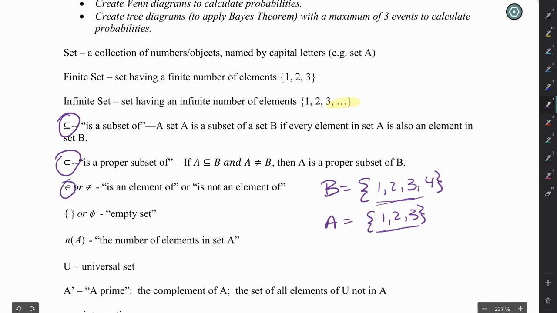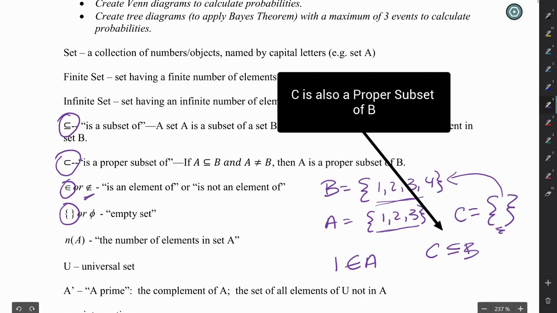This symbol, or that symbol with a slash through it, means is an element of or is not an element of. So for example, 1 is an element of A. The squiggly brackets with nothing inside, or a 0 with a slash through it, means the empty set. So we could say that set C is the empty set, and technically set C is also a subset of B, because the empty set is a subset of every set.